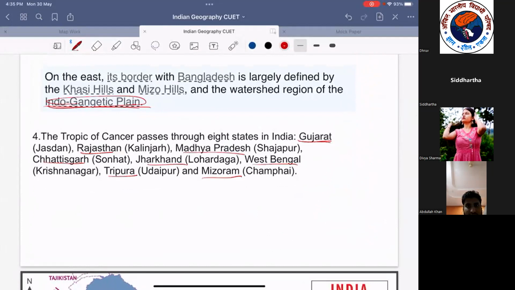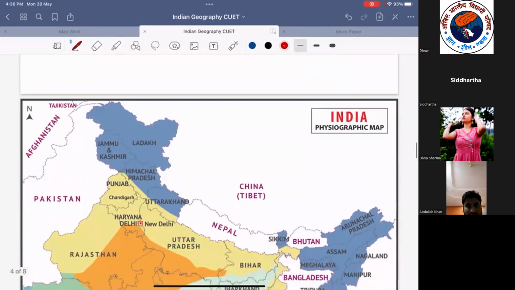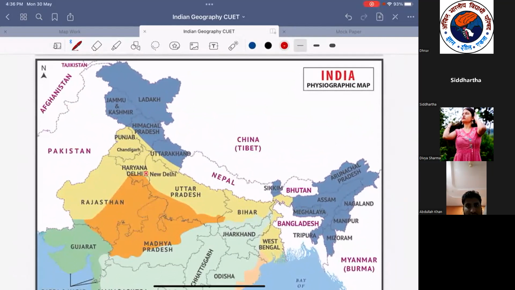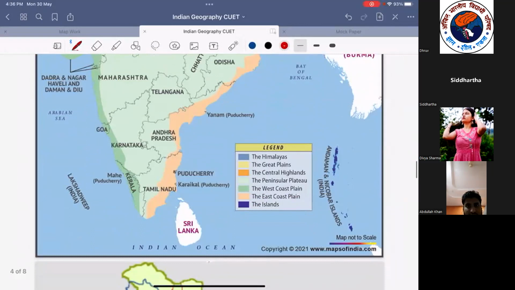Gujarat has Jasdan as a city. Rajasthan has Kalinjara, Madhya Pradesh has Shahpur, Chhattisgarh has Sonhat, Jharkhand has Lohardaga, West Bengal has Krishnanagar, Tripura has Udaipur, and Mizoram has Sanhmun. These are the cities that the Tropic of Cancer passes through. 8 states you have to remember, and if you can, then these cities also. Now we will talk about the ranges. Ranges are very important. This can be asked.